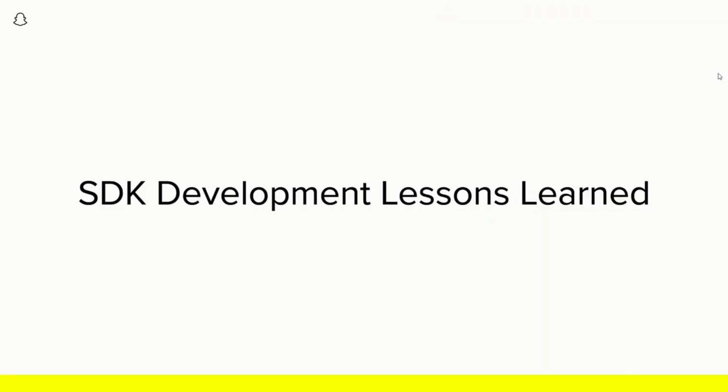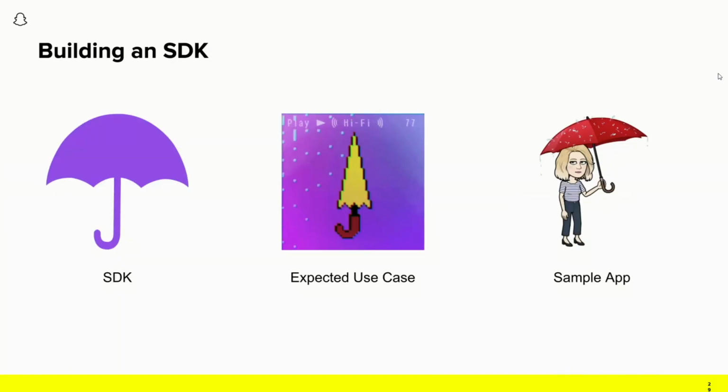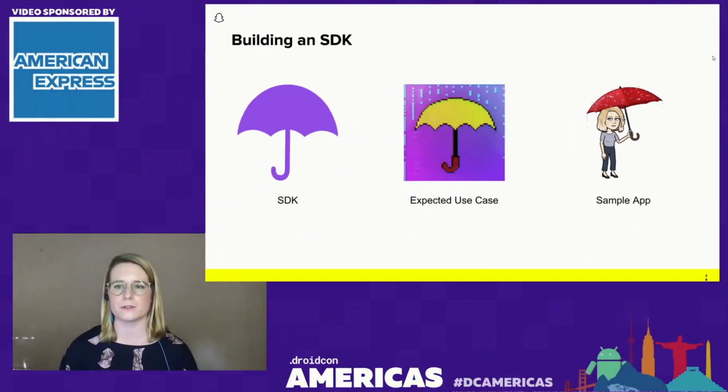And so now that I've explained how this SDK works, I want to talk about some of the lessons I learned in the process of building StoryKit and other kits. So when you build an SDK, you're building a tool for others to use. And you have an idea of how it could be used, and you might make a sample app to display the use case.